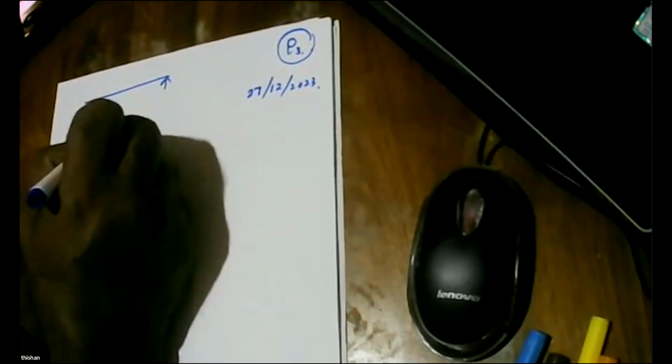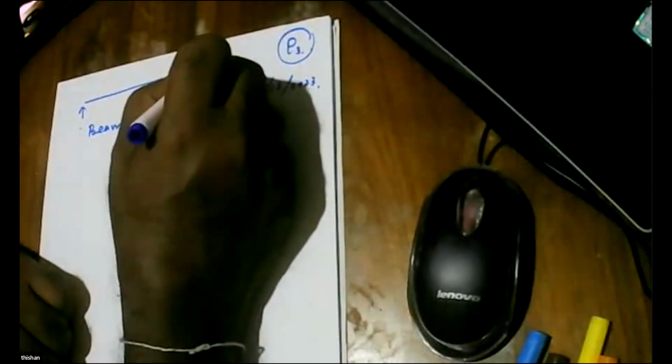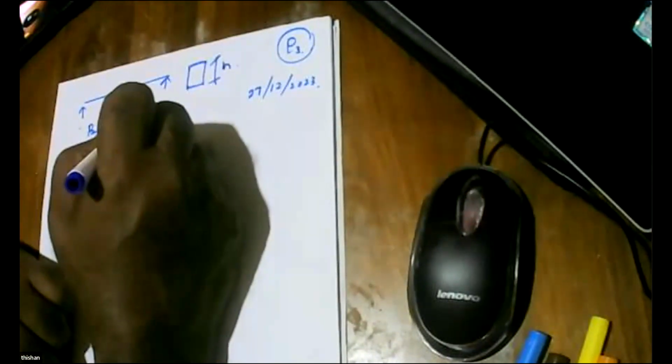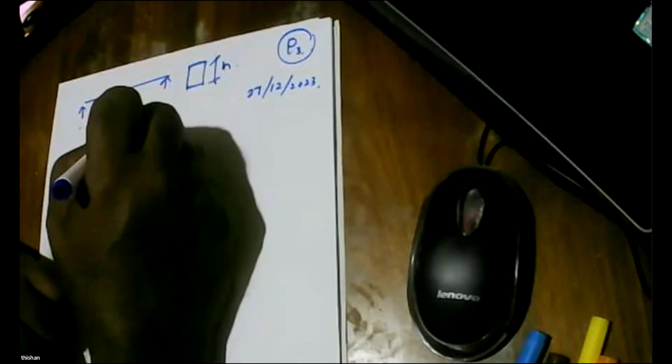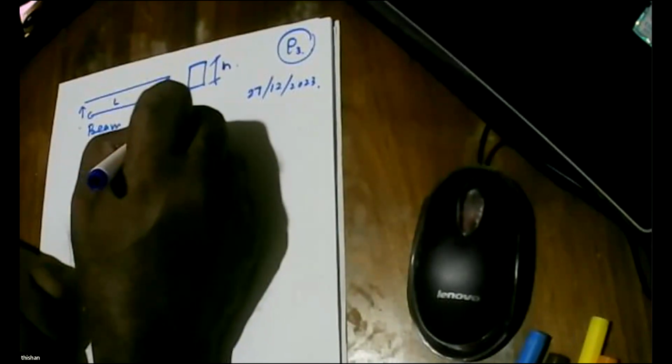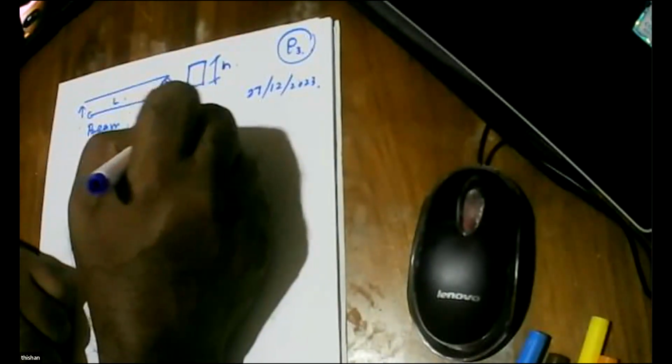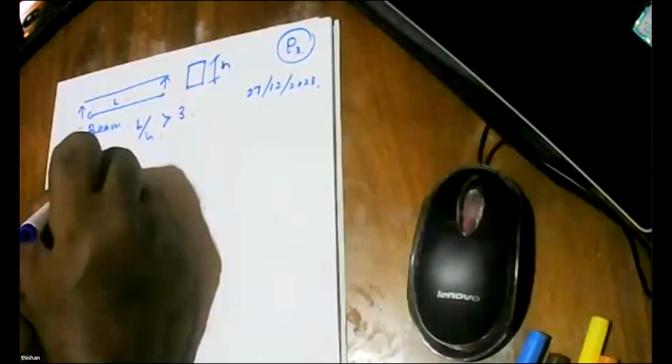Now we can say, what is a beam? What is the definition of a beam? So we have a cross section with depth H. There's a length L. L over H ratio greater than 3, or let's say greater than 5, then we say it's a beam.